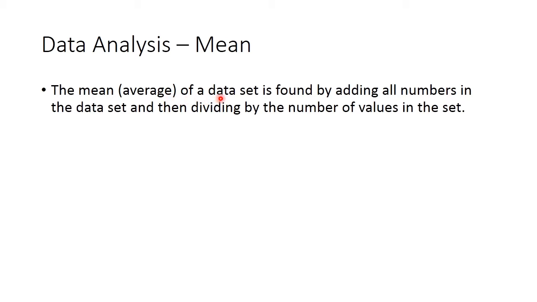The mean of a data set is found by adding all numbers in the data set. So you add up all the numbers in the data set and then divide by the number of values in the set itself. So this is the definition. We will look at how this works in the next slide.